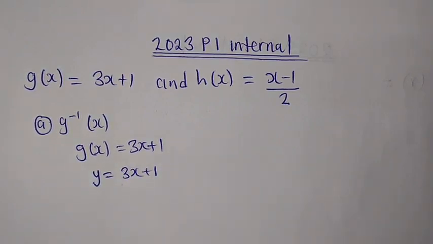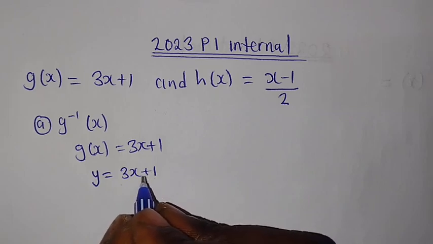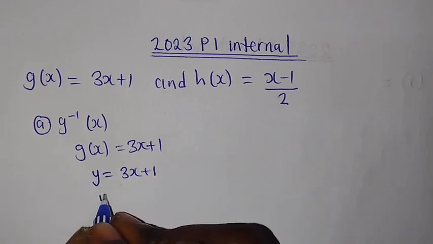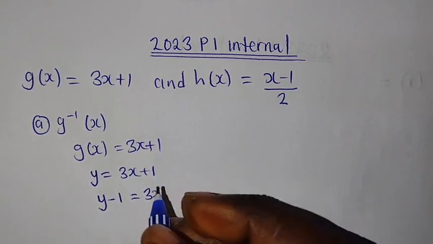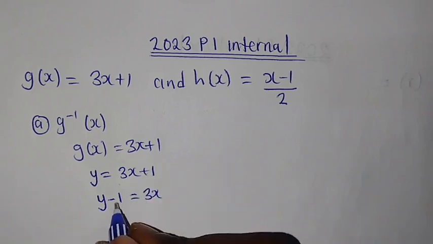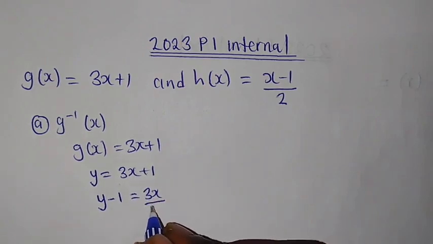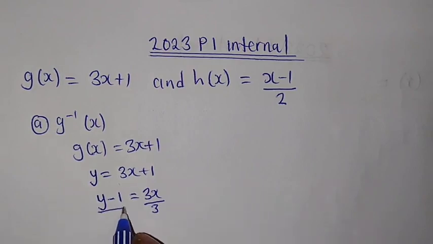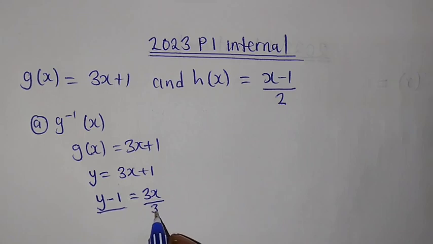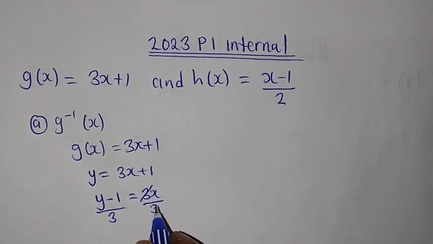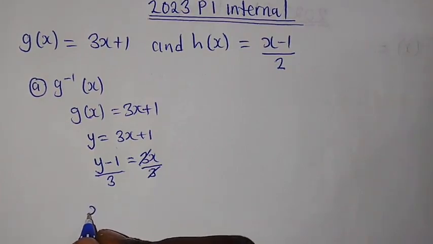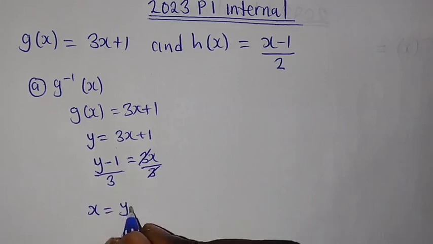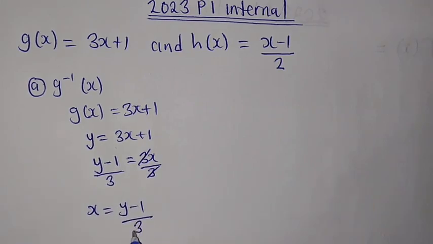After doing this, we can now make x the subject of the formula. So this minus 1 will go to the left hand side. We are going to have y minus 1 is equal to 3x. It was a plus 1, now it's a minus 1. We need to remain with x on the right hand side, so we divide by the coefficient of x, which is 3. This 3 and this 3 will cancel. We remain with x equal to (y minus 1) over 3.